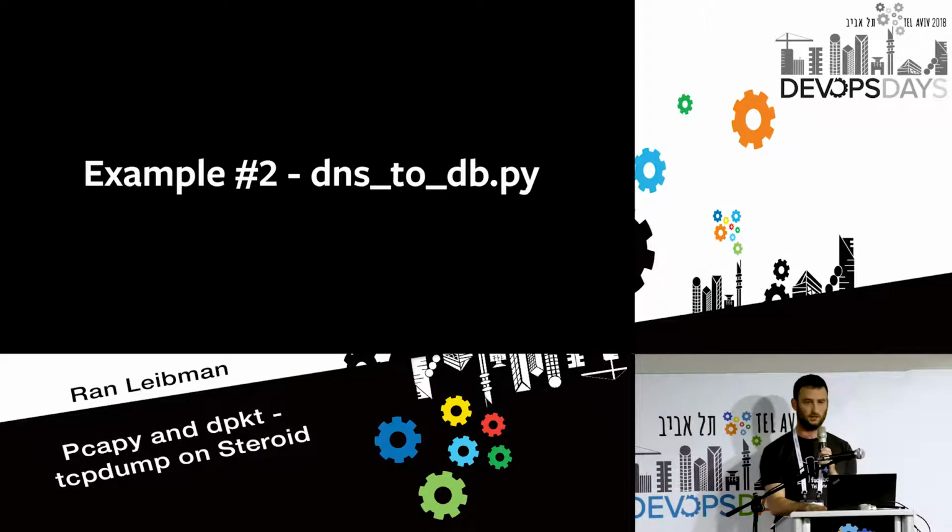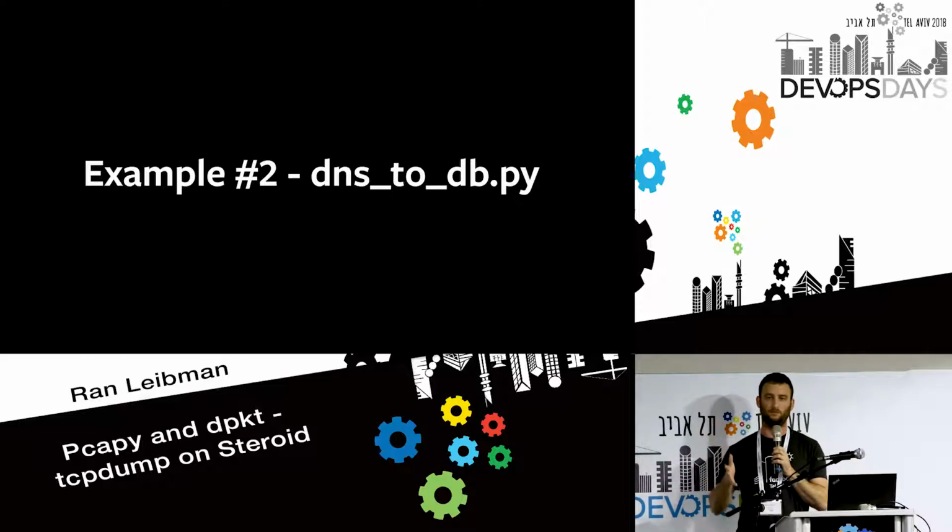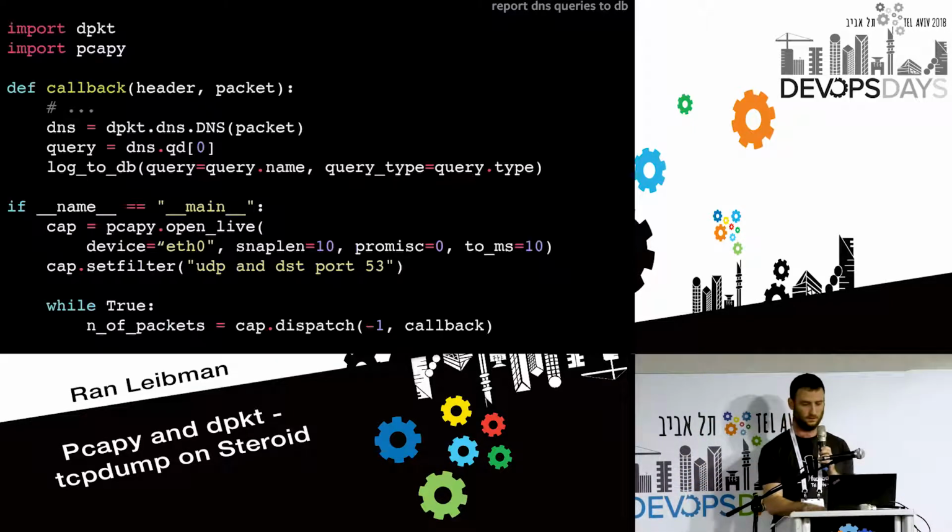Another example, DNS to DB. So let's take all of the DNS queries from the network and send them to a database and then do something with it. Pretty easy.